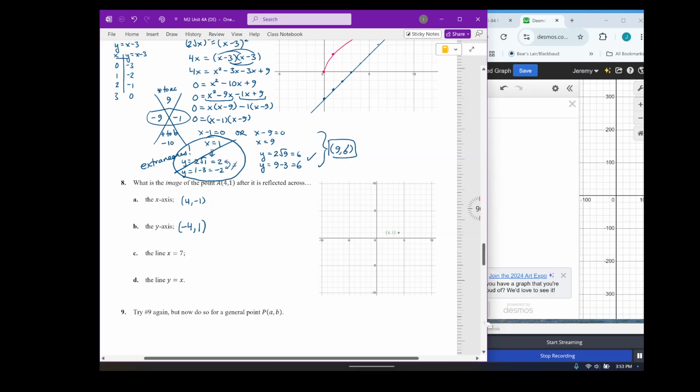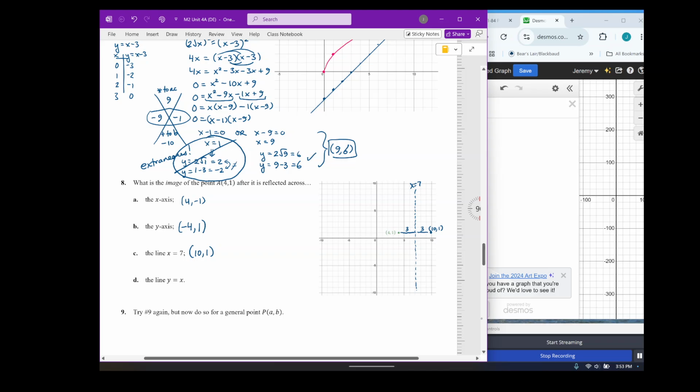Okay. The next thing is reflect across the line x equals 7, which is here. Here's x equals 7. So if I reflect this across this line, x equals 7, well, I'm 3 units away because 4 to 7 is 3. So I've got to go another 3 units this way, and I will end up 3 units from 7, which gets me to 10. So that point's going to be 10, 1.